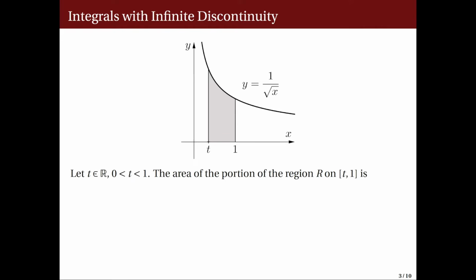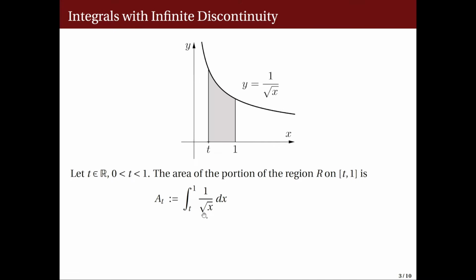Well, we can take a finite portion of the region R. That is, by taking any number t between 0 and 1 and considering the region bounded above by y equal to 1 over the square root of x, below by the x-axis, and between the lines x equal to t and x equal to 1. Clearly now, this function is continuous on the interval [t, 1]. Hence, its area, which I denote by A sub t, is equal to the definite integral of 1 over the square root of x from t to 1.